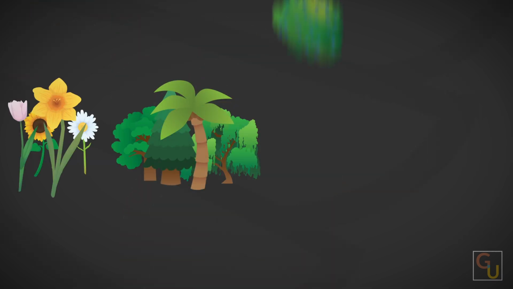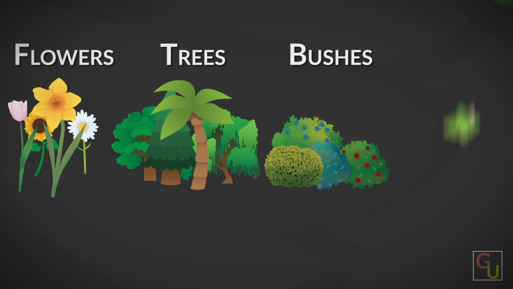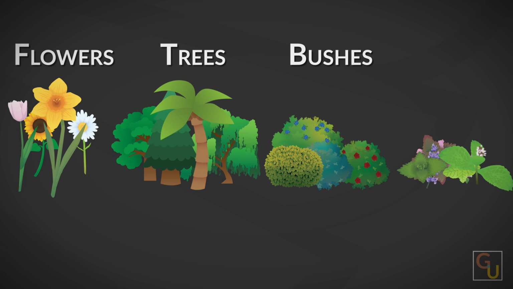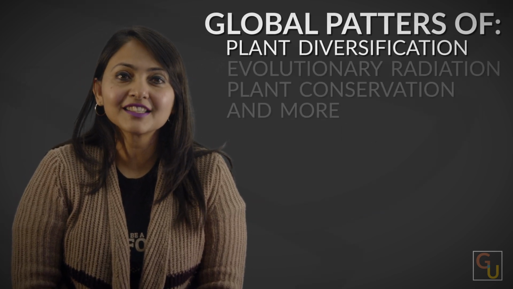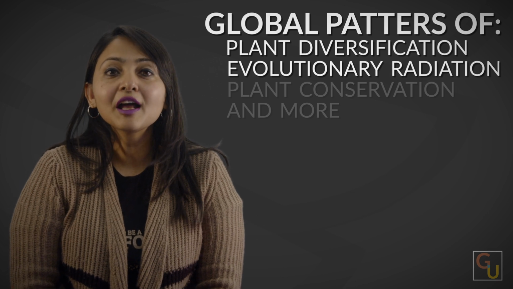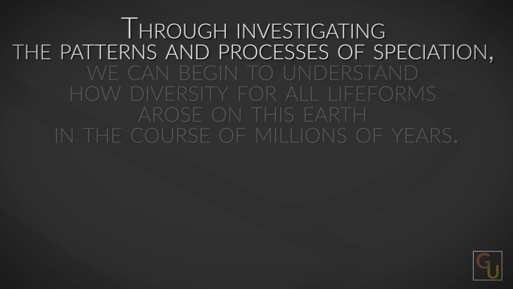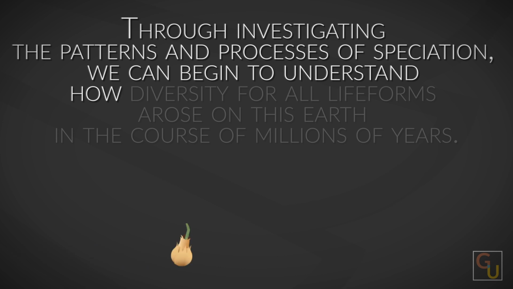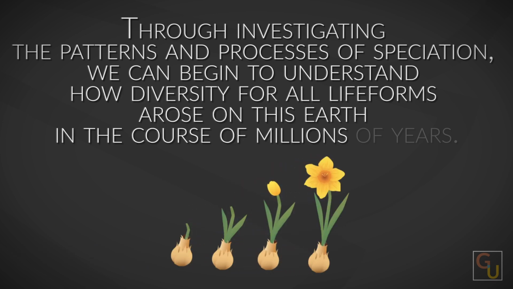Plants with similar characteristic features are classified into their own families. The sixth largest flowering plant family, the mint family, known scientifically as Lamiaceae, serves as an excellent model for exploring global patterns of plant diversification, evolutionary radiation, plant conservation, and more. Through investigating the patterns and processes of speciation, we can begin to understand how diversity for all life forms arose on this Earth in the course of millions of years.